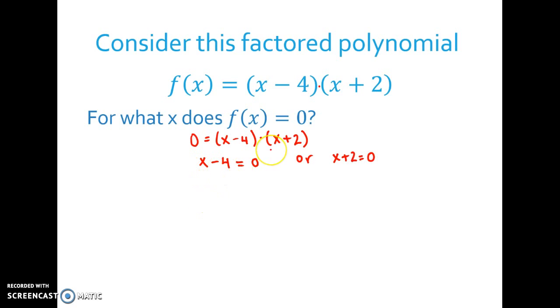And then we solve these equations. We figure out what x would have to be in order to make that true. So we'd add 4 to both sides of this equation, and so we have x is equal to 4. We can subtract 2 from both sides of this equation, so we have x is equal to negative 2.